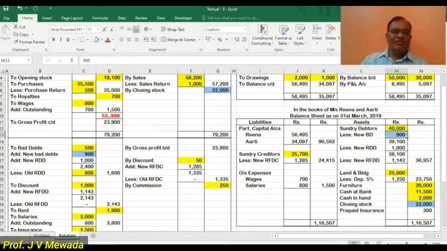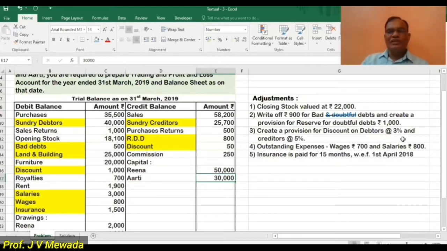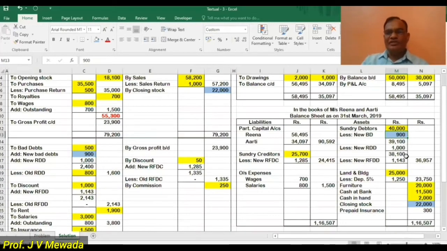And we are supposed to make provision of 1,000. So there is no need of calculation. We are already given the figure 1,000. So 1,000 is new RDD. So one effect minus from the debtors, and second effect we will add to the formula on the debit side. So these are the two effects that we have, four effects totally that we have done in this solution.